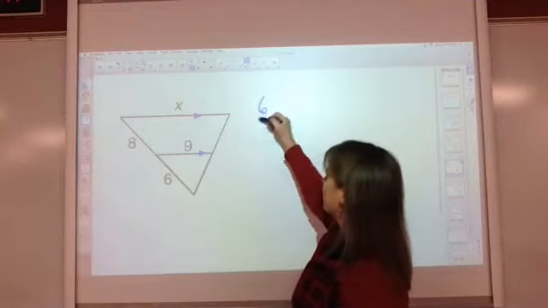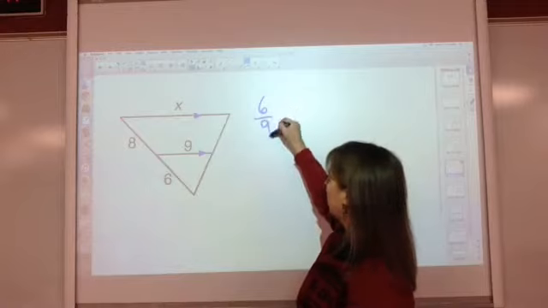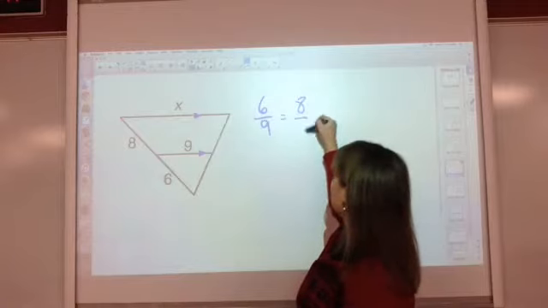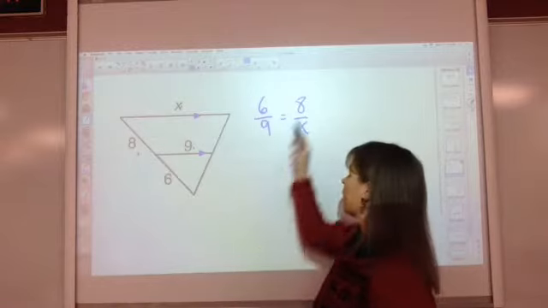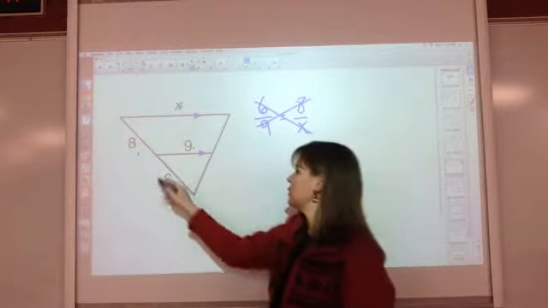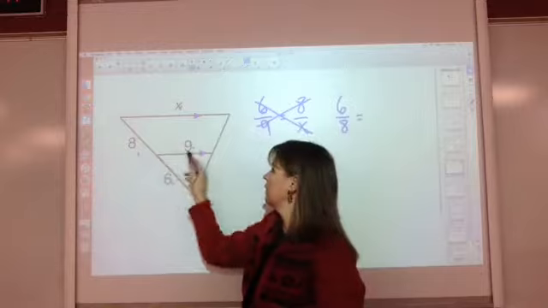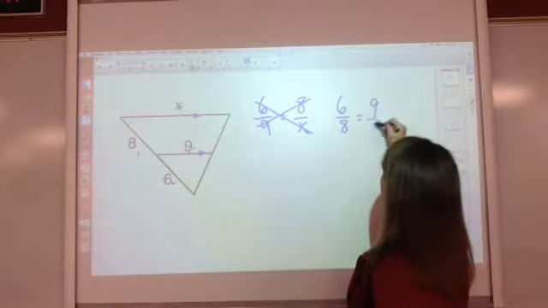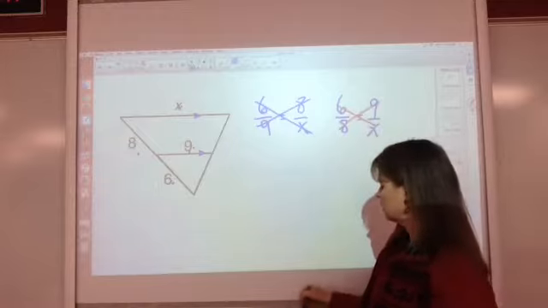The common mistake, check and see if you did this, would be to compare 6 to 9 and 8 to x. 6, 9, 8, x. That doesn't work. So you say, all right, fine, I'll do 6 to 8. 6, 8, and go 9 to x. That doesn't work because you're not comparing the proper parts.